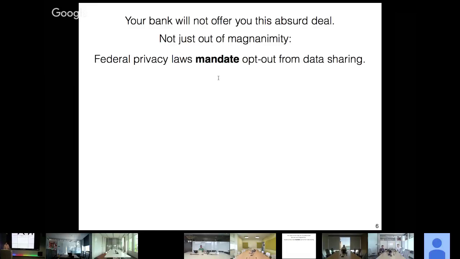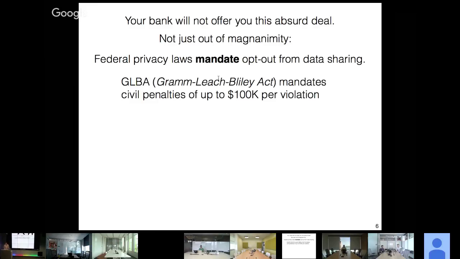There's actually federal laws that mandate some care with financial privacy. One example would be the Gramm-Leach-Bliley Act, which mandates pretty hefty civil penalties for banks for violations of financial privacy. So they care about it. There's good incentives around it, and so regulations work in this case. Let's come back to Bitcoin. There's actually no opt-out.